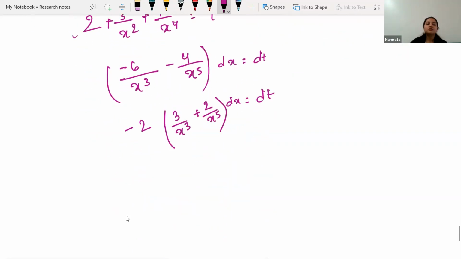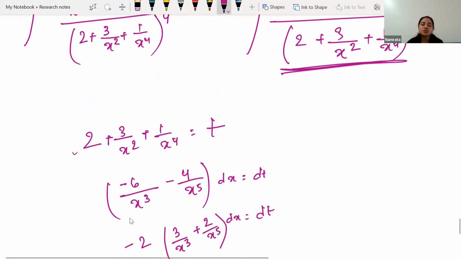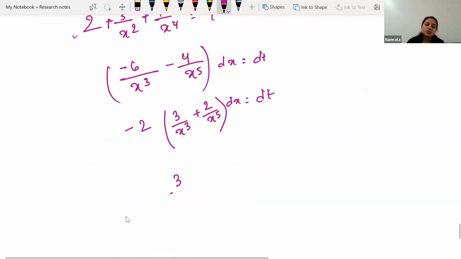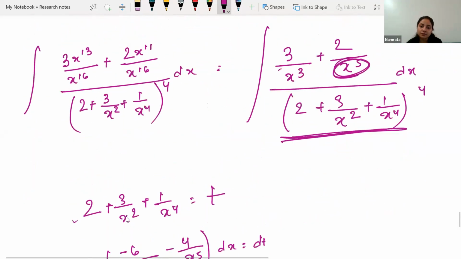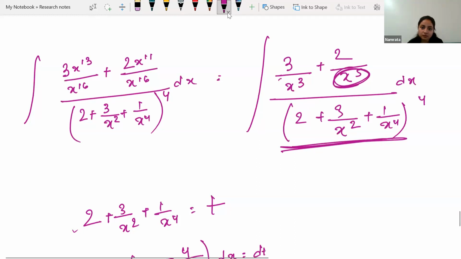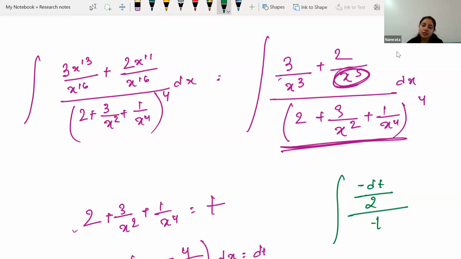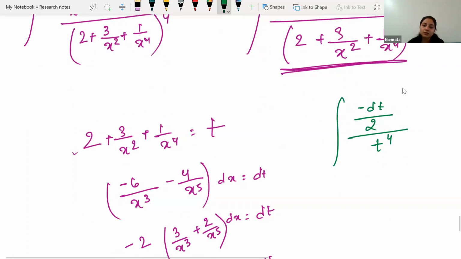You have seen questions where we take x common, make it a fraction, and then take the substitution, and the substitution easily gives us the result. So 3 by x cube plus 2 by x to the power 5, dx equals dt by negative 2, we can say. Let's take it. So we will have minus dt by 2, and in the denominator we have assumed everything as t, so it will be t to the power 4. Let's move ahead. So minus 1 by 2, we will have t to the power minus 4 dt.